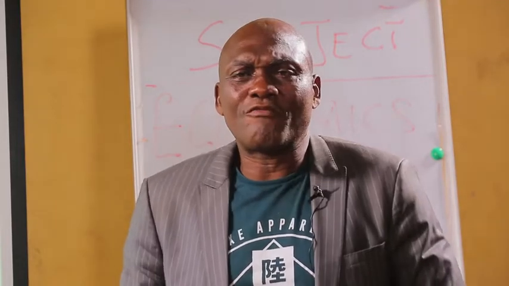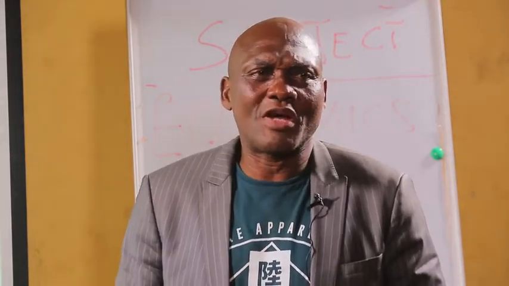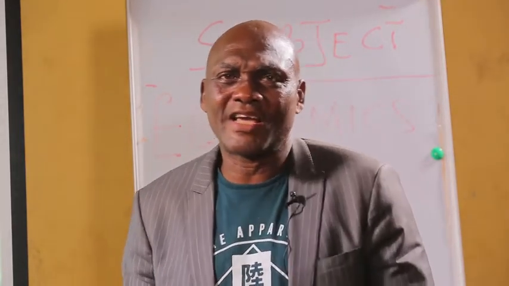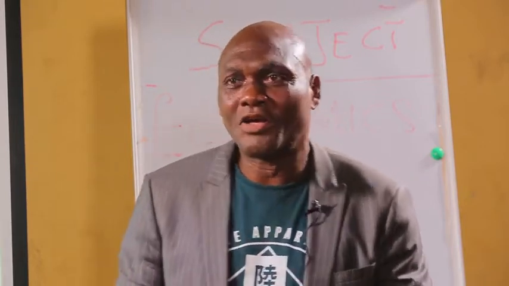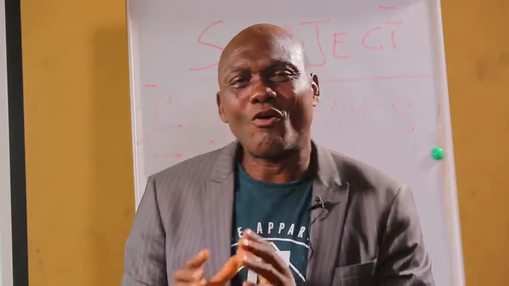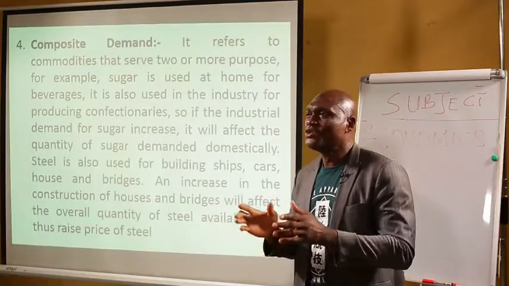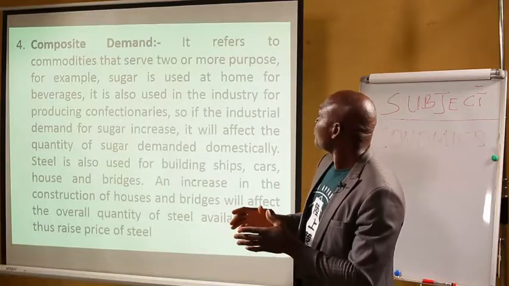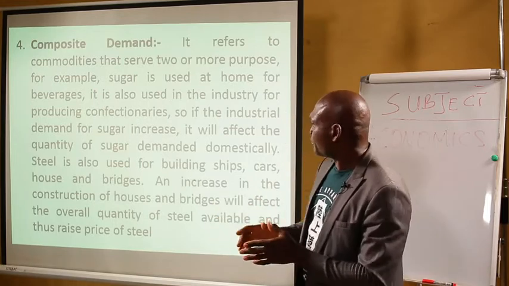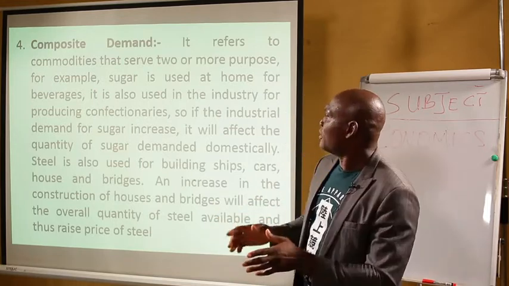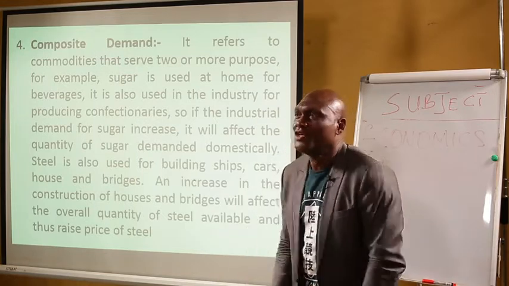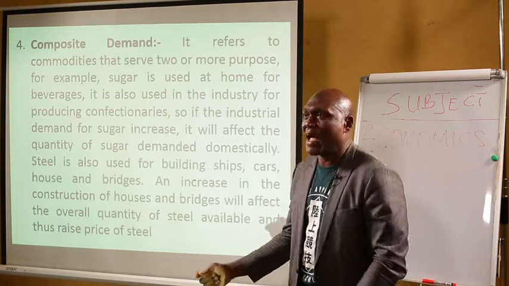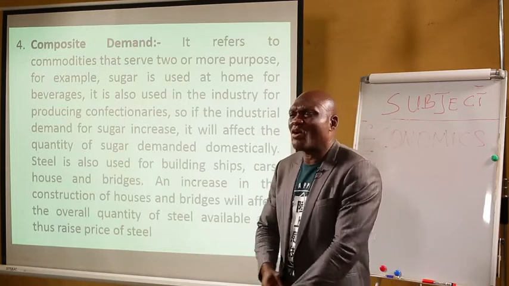For those of you who may have problems with what we mean by confectionaries, we are talking about cake, bread, chin-chin, meat pie, fish pie. All these are confectionaries. So when we say sugar is used at home and it is also used in the industry in order to produce confectionaries, at home, you may use your sugar to drink tea, to take pap, or to make other things.